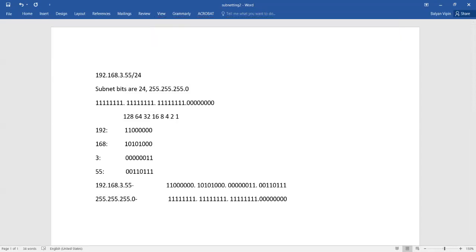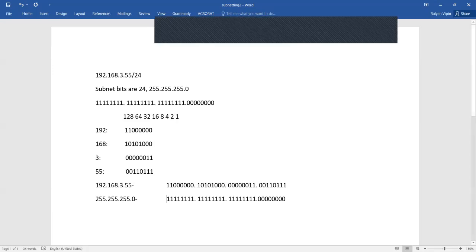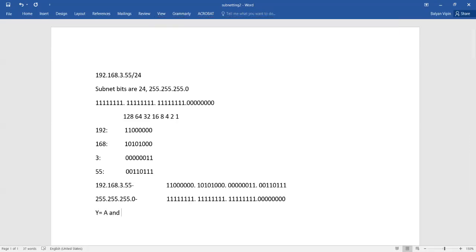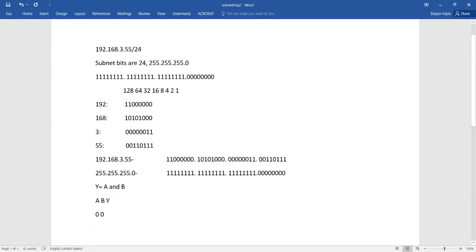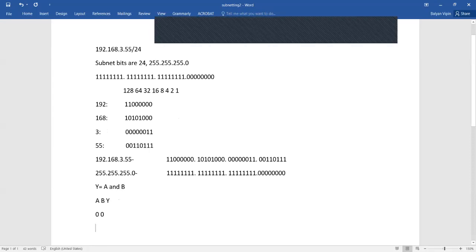What is a logical AND? If you remember your digital systems, it works in this way: if I have two inputs A and B, and I need an AND operation of them, then Y equals A AND B. The truth table works like this: A, B and Y. If I apply 0, 0, I get 0 as the answer.